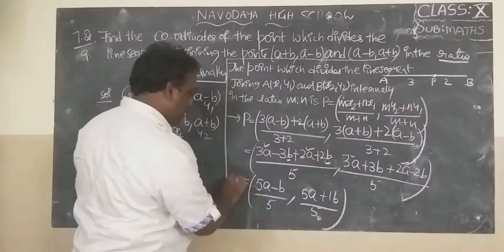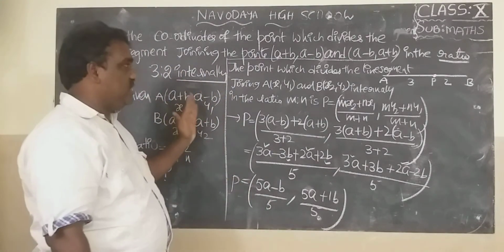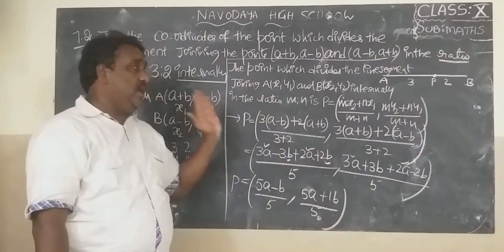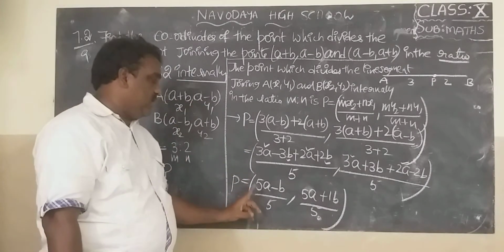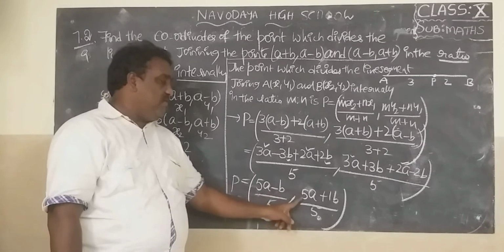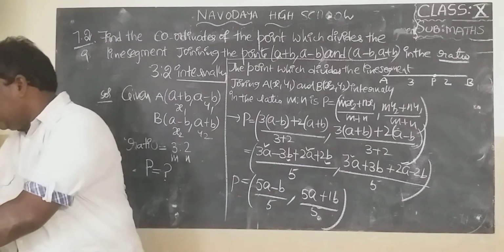So there the problem ends. No cancellation, there ends the problem. So this is the point P which divides the line segment joining AB in the ratio 3:2 internally. So what is the answer? (5a minus b)/5, (5a plus b)/5. That is problem number 9.